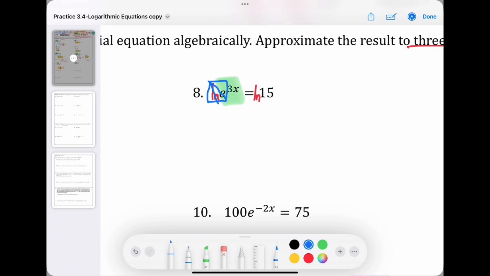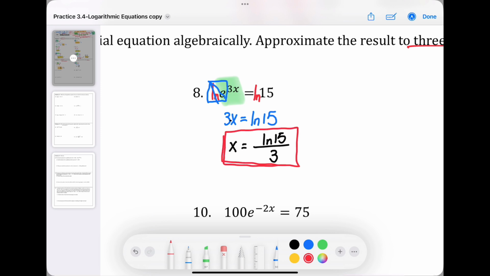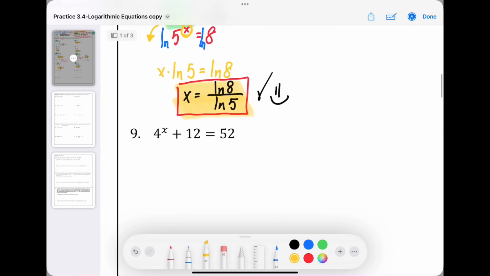Now ego, you do see that the base is the same, so they cancel out. So what do I have left? I got 3x is equal to natural log of 15. Natural log of 15, just a number, fancy. Then what do we do? I want to solve for x, so I divide both sides by 3. So my x is equal to natural log of 15 divided by 3. Once again, this is perfect. We do not need a calculator. It's a perfect answer.